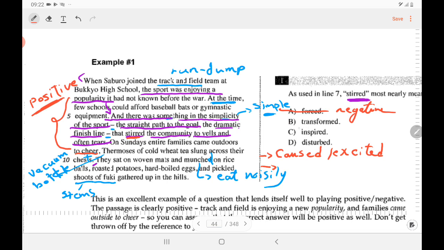Choice B, transformed. To transform, let's plug it in. Transformed the community to yells and often tears. To transform the community, to convert the community, to change the community. It doesn't fit the context. It doesn't give any meaning. Yes, it's positive or it's neutral. However, it doesn't work. You can say it's off topic or illogical, or it doesn't give any sense.